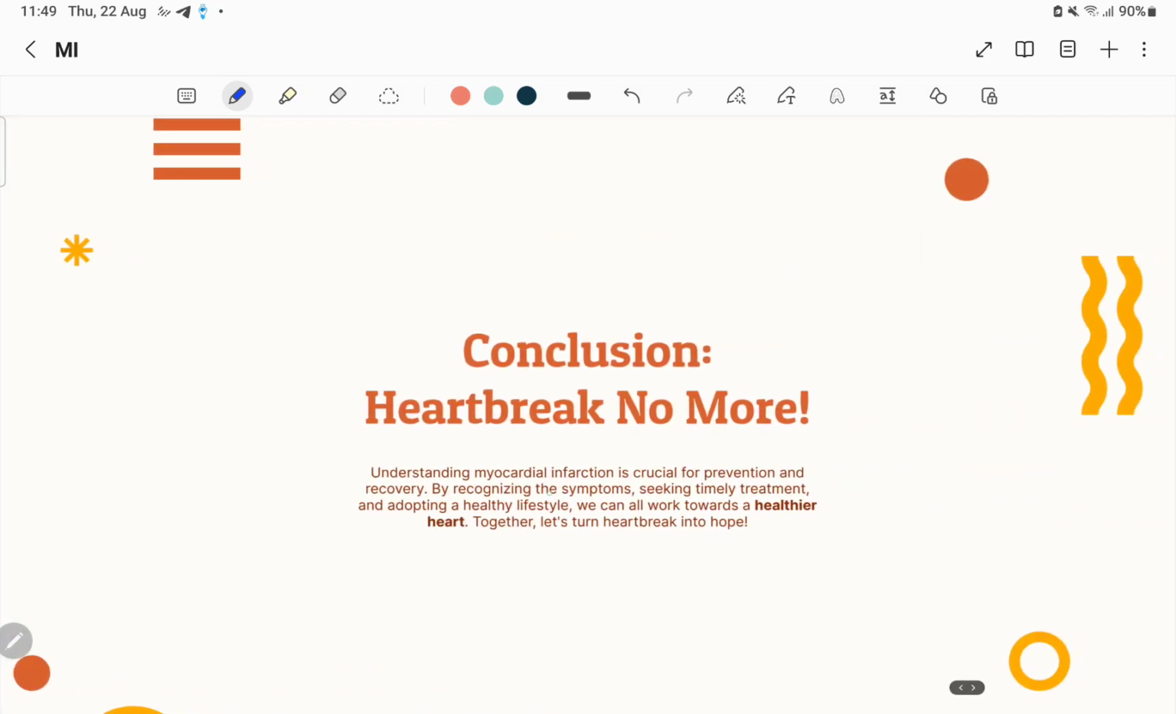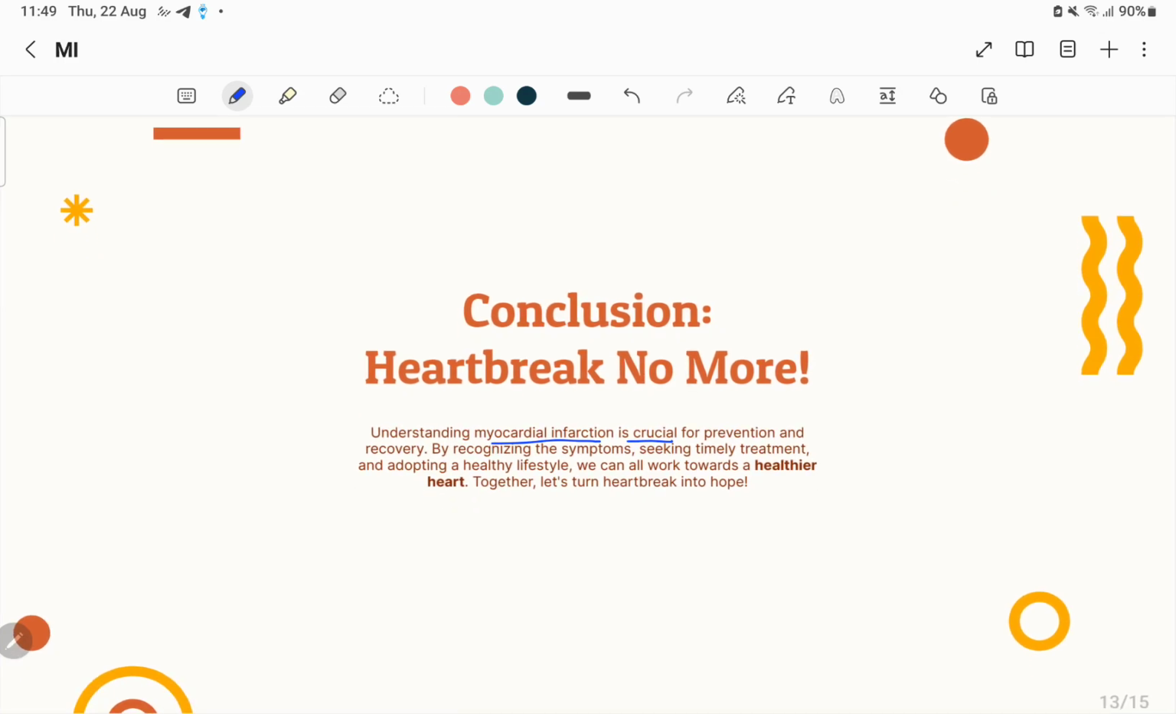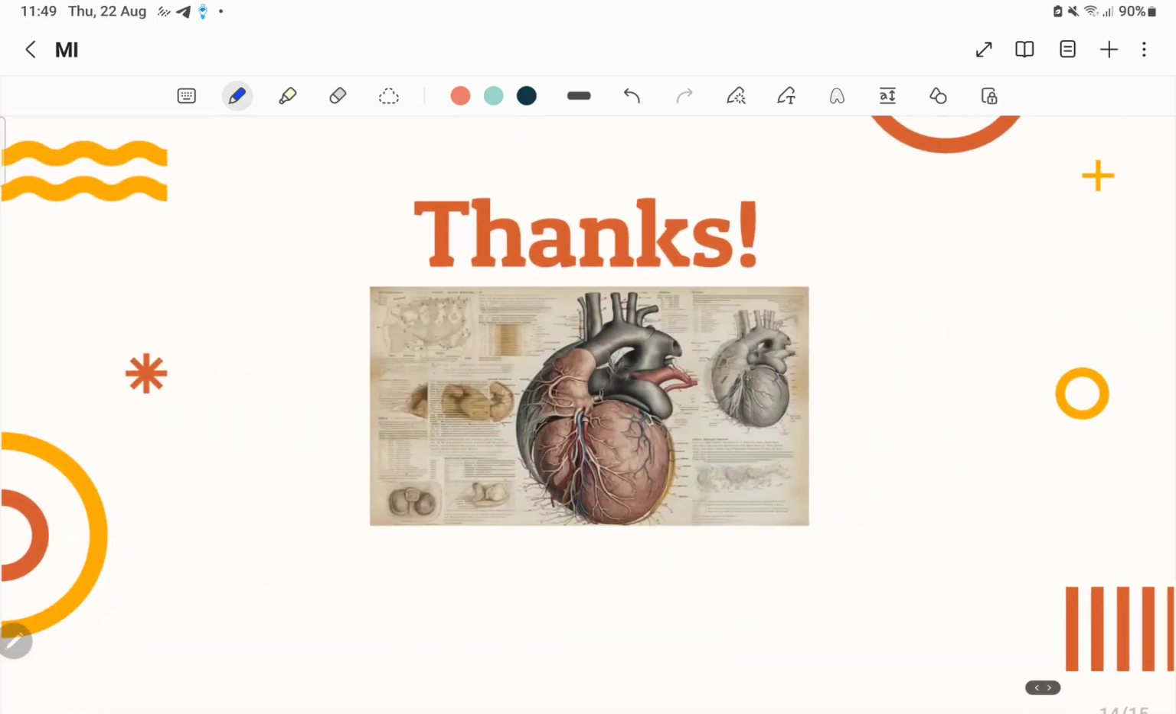Conclusion: heartbreak no more. Understanding myocardial infarction is very crucial. That's why I took this session. It is a very important session for us as doctors and as humans also. So we all can work towards a healthier heart together. Let's turn heartbreak into hope.